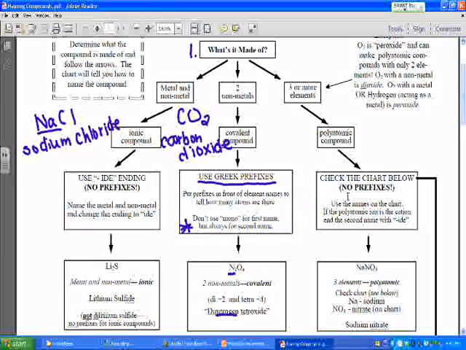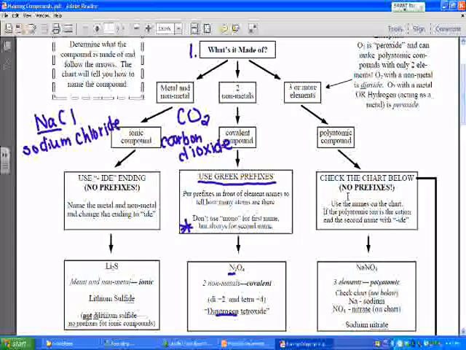Now, there is only one polyatomic ion on your chart that is a positive ion, and that's ammonium. So if you use ammonium with anything, like ammonium and oxygen, it's going to be ammonium oxide. If you put ammonium with chlorine, it's ammonium chloride. So you will change that ending to IDE. All of the other polyatomic ions we're going to be working with are anions, and so you don't change that name. You always use the name that's on the chart.